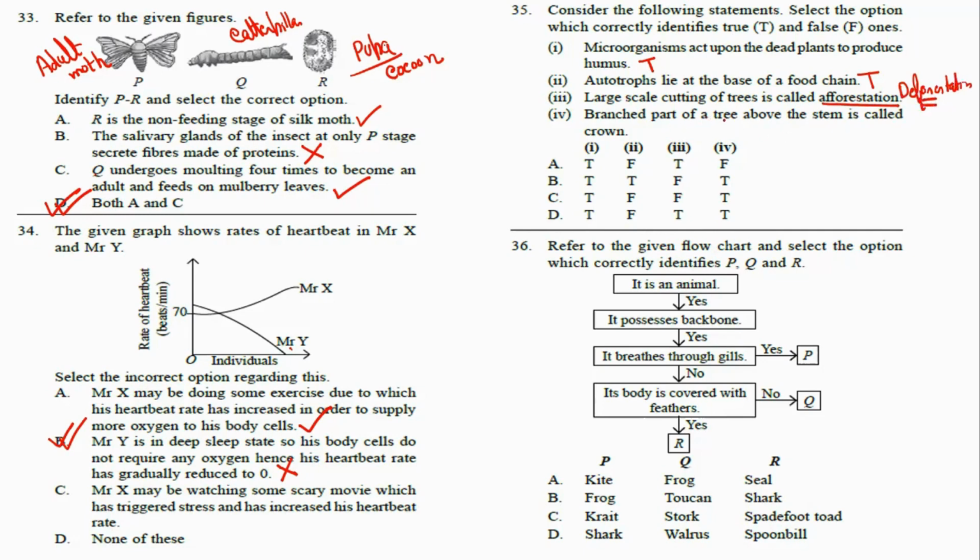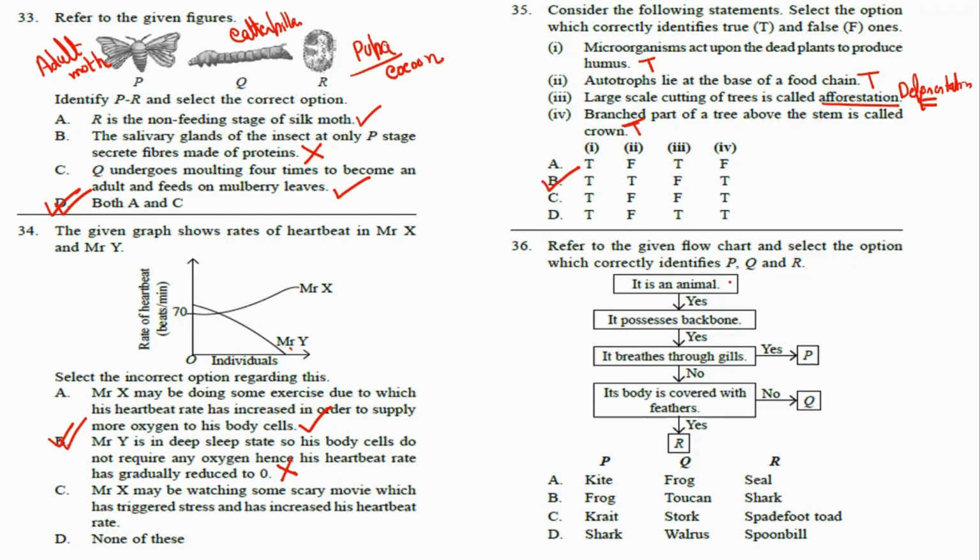Branch part of a tree above the stem is called crown. No, crown is the top part. So this is also, branch part of the tree above the stem. It is above the stem. Yes, this is true. Above the stem, it is true. This is called crown. So the correct answer is option number B, right? Okay.